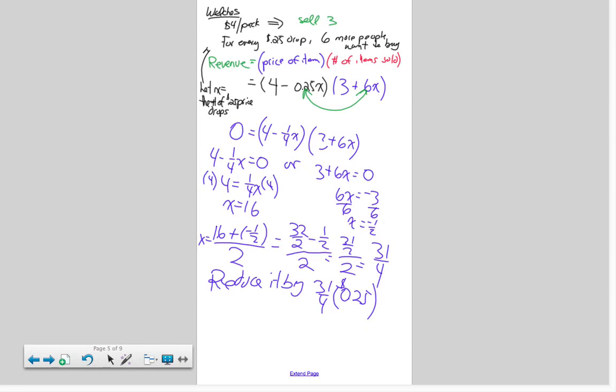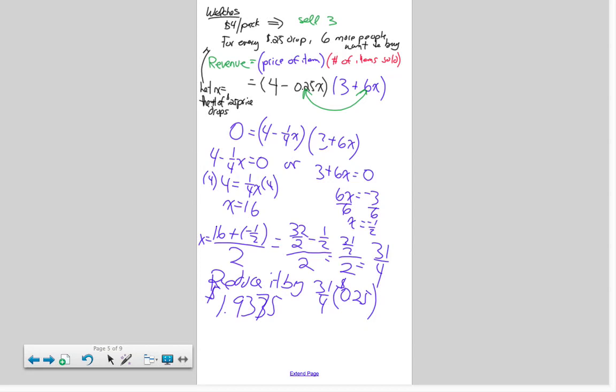7.75 times a quarter is 1.9375. So basically, we'll reduce it by that much. So it's roughly just over $2, right? So if I price these roughly around $2, I achieve my maximum revenue.